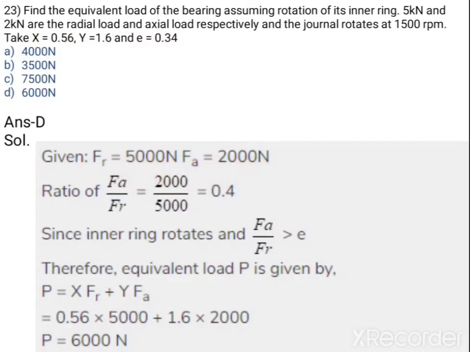Find just the ratio FA by FR. You will get the ratio as 0.4, and that ratio is greater than the eccentricity value. Eccentricity value is 0.34. So we can definitely say here FA by FR is greater than e. So how to calculate for this condition? Equivalent load can be calculated by using the formula P is equal to x into FR plus y into FA. What is x? x is nothing but 0.56, y is nothing but 1.6. Just put the values of FR and FA, you will get P is equal to 6000 Newton, and that is nothing but option D is right for that.